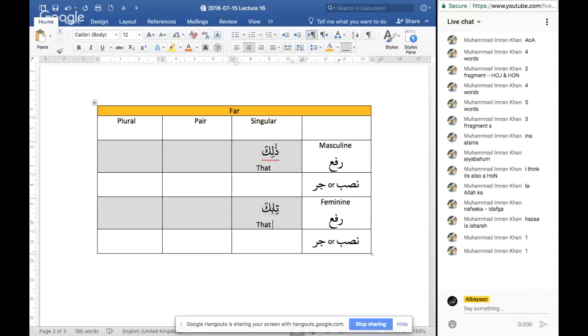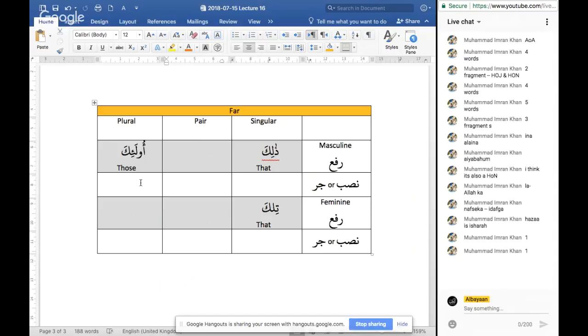So we'll do the same approach. We'll go to the plurals first. So let me make the masculine plural. You also know this one already. It's ulaika. Ulaika would mean those, masculine. It's quite widely used as well.